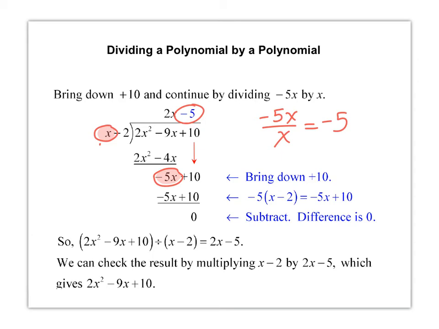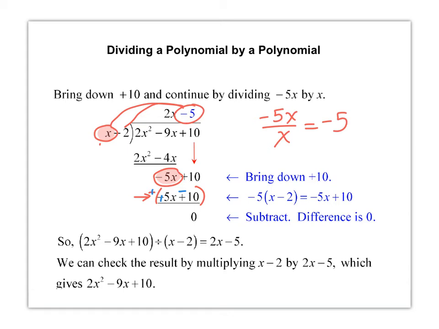Now we're going to multiply negative 5 times x and negative 5 times negative 2. So that gives us negative 5x plus 10, which we write here. Now we're going to subtract the entire quantity. A negative 5x minus a negative 5x, that minus a negative becomes a plus, and that's 0. And this 10 minus 10 is 0.